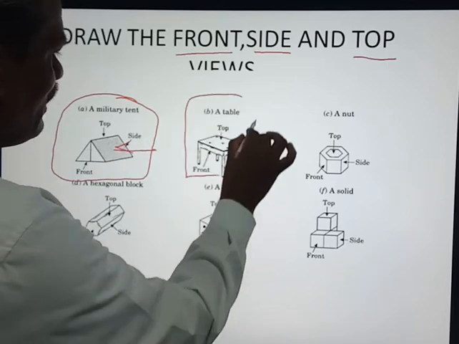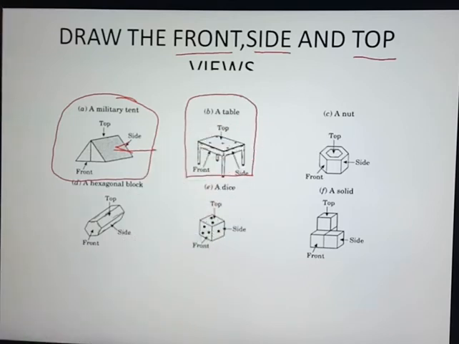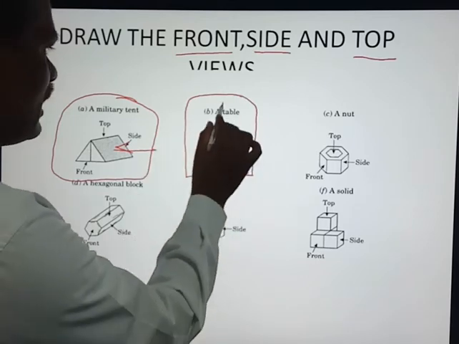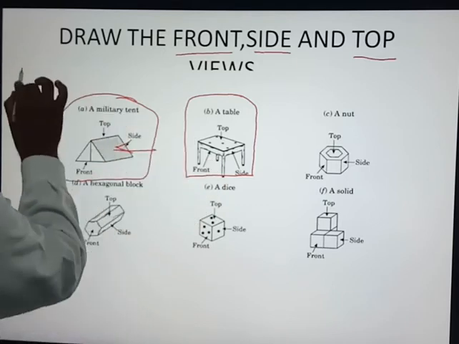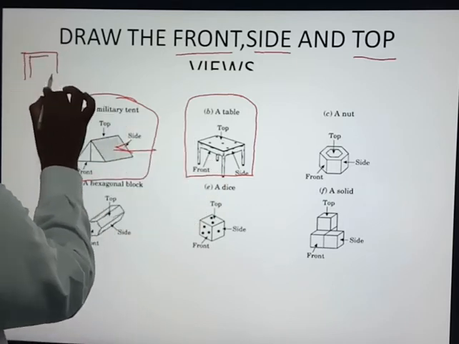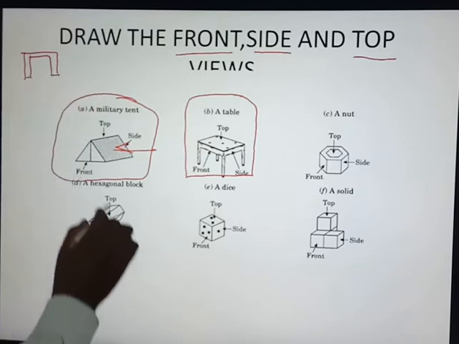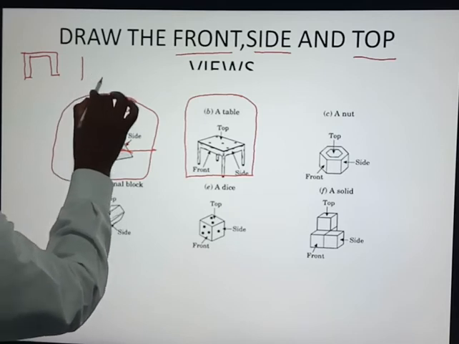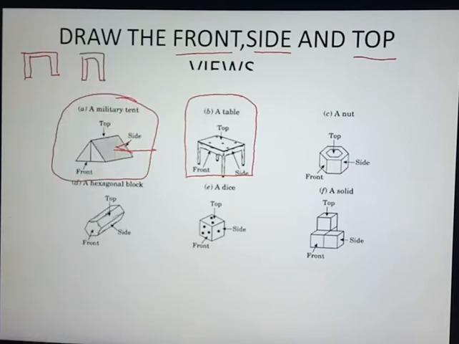Second one is a table. What is the shape of the top view? Rectangle. Front view will be like this, with the two legs. Side view also will be like that only, the same shape. So front and side views are the same.